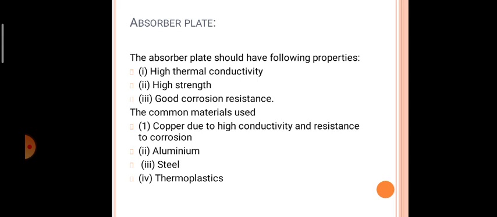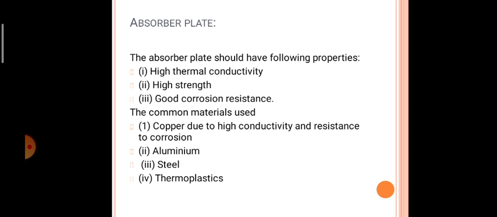High strength: the strength of the absorber plate must be high. Good corrosion resistance: as we know, flat plate collectors are placed outside in the atmosphere, and there is going to be precipitation, moisture or rain all through the year in one way or another. Care should be taken that the absorber plate has good corrosion resistance.